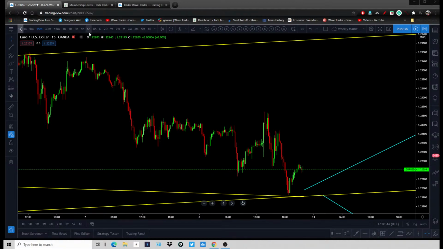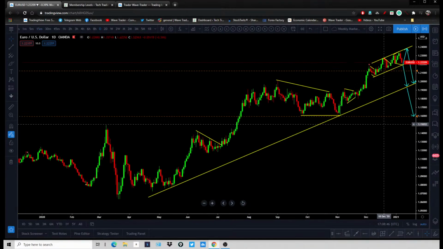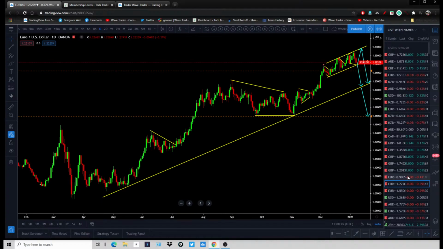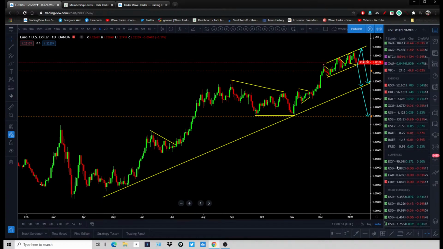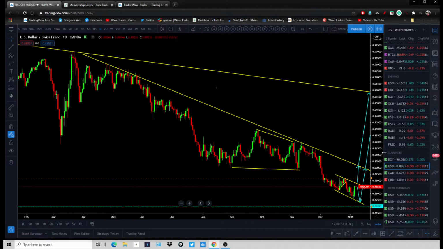So this is the euro dollar chart, and the dollar shift chart is also the same, not a big change on the dollar shift chart. I'm going to look at that chart, same analysis.